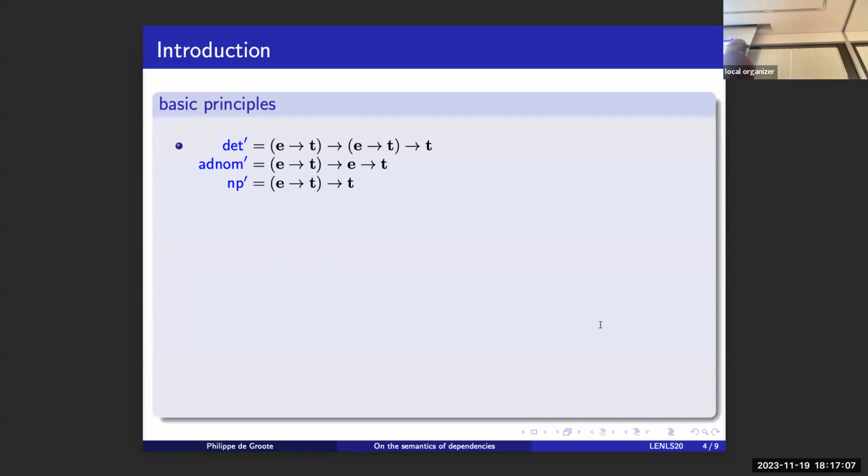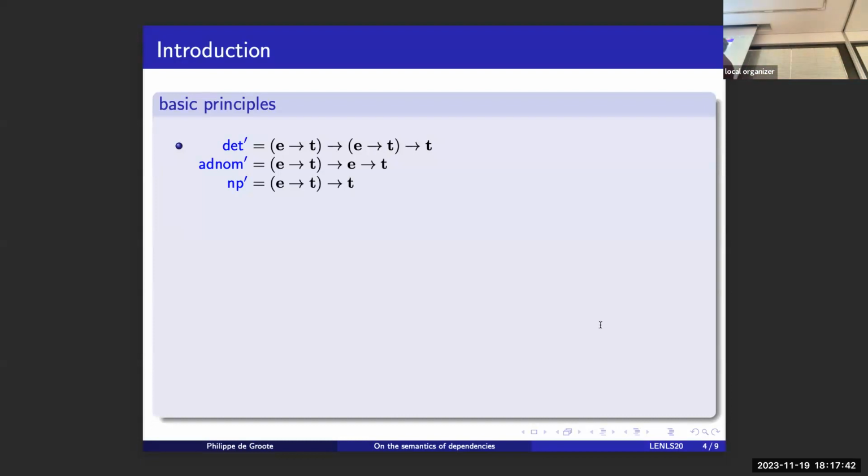Okay, now the question is, what should be those types? The types of the words, the types of the head, the type of a noun phrase, etc. So I start by just taking the standard types, standard interpretations in Montague semantics: determiners, adnominal modifiers, noun phrases.